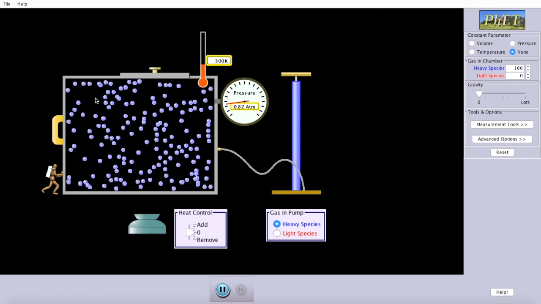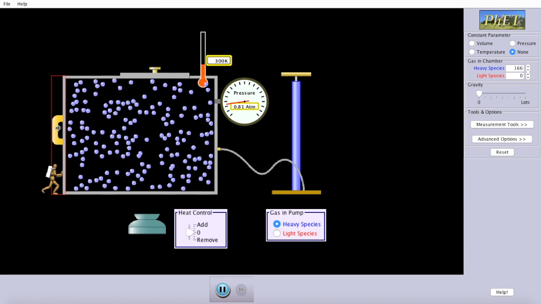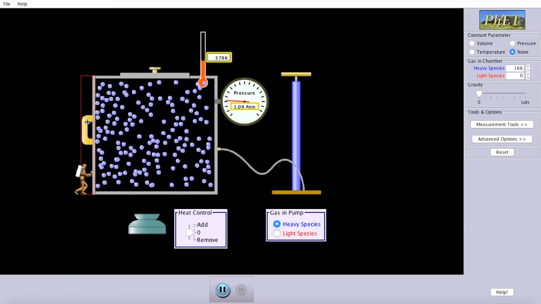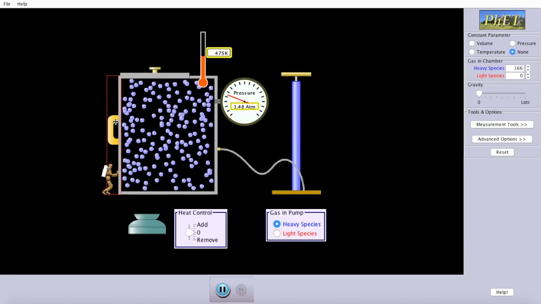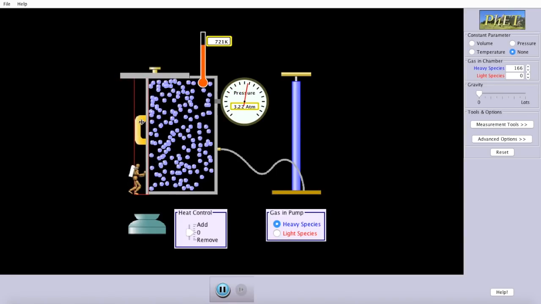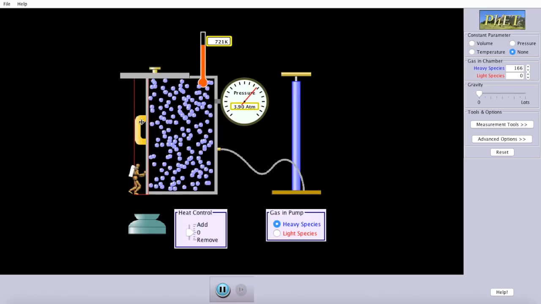All right, first thing we can do, let's change the volume. Let's see what happens by changing the volume of the gas. So I have the dude push and make it smaller. Notice what's happening to the pressure as the volume gets smaller: the pressure is going up. You can see the temperature is going up, but we're really not focusing on that. We're just focusing on the pressure.